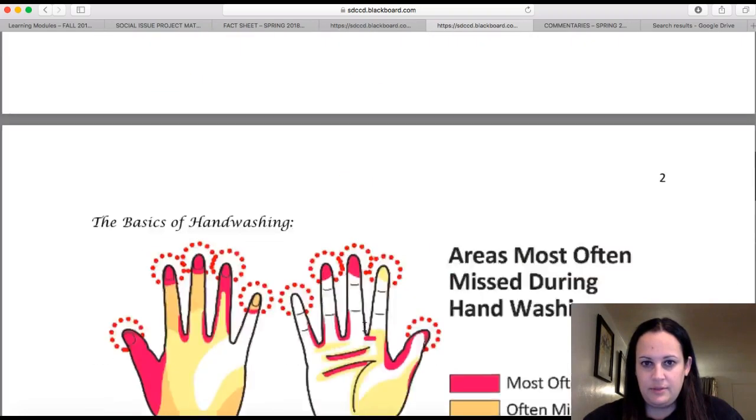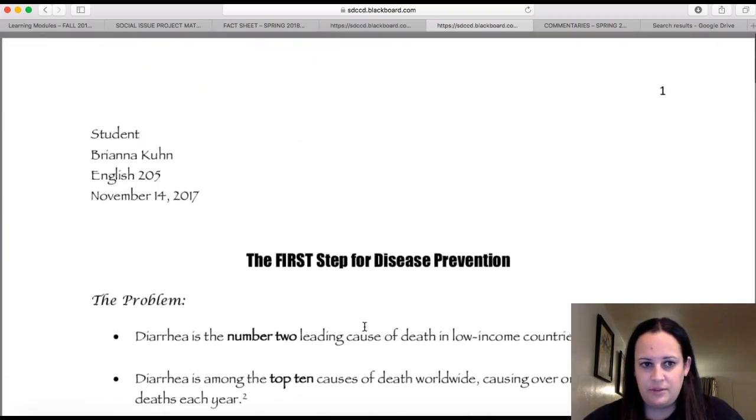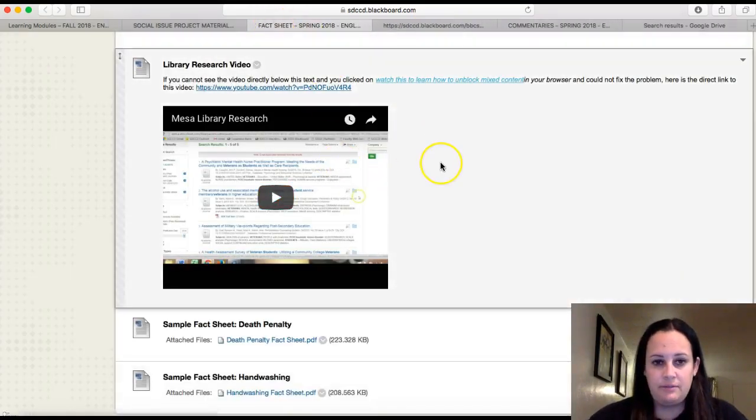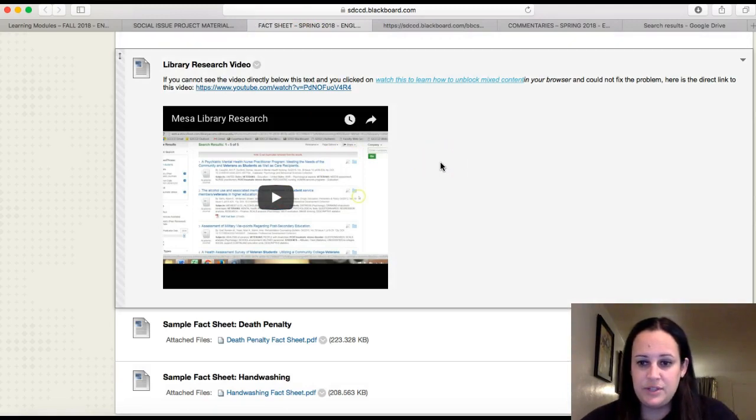So yeah, those are two very different ways to approach the fact sheet, both equally valid. And that's basically the fact sheet, right? You're going to be doing some research on the Mesa Library website to find your scholarly sources based on your social issue. And like I said, you can choose any format. You can choose a T-chart, a flow chart. You can do a simple Word or Google Doc with subheadings. You can do a timeline of facts, whatever you think is most appropriate for your reader, right?